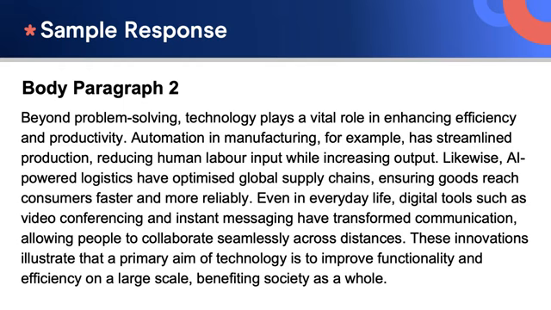And let's take a look at some of the grammatical structures here. We can see complex sentences with multiple clauses. There are present participle phrases like benefiting society as a whole and reducing human labor. There are relative clauses like ensuring goods reach consumers faster and more reliably, and parallel structures like reducing human labor input while increasing output. So you can see there's a wide range of grammatical structures here to demonstrate a strong command of the English language.